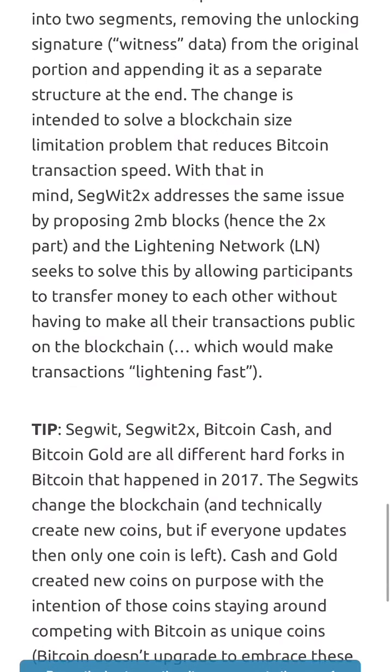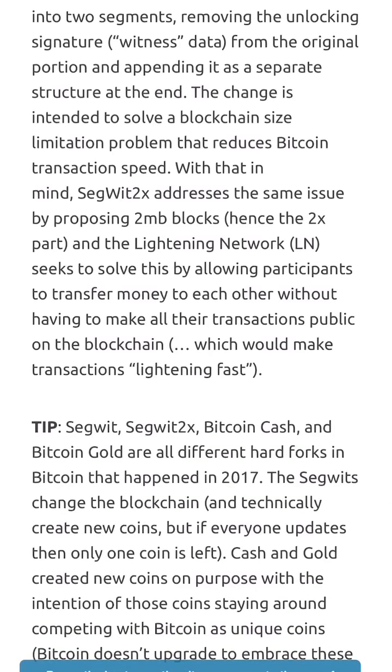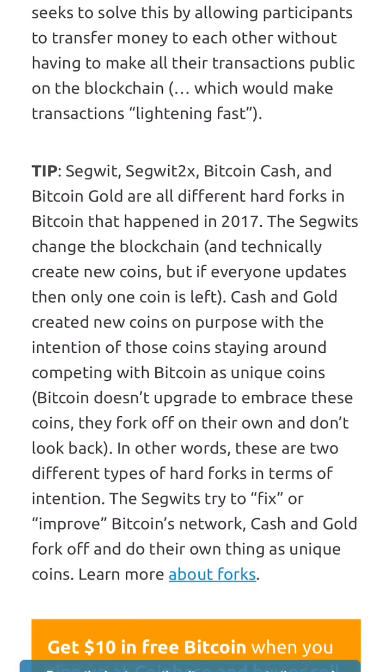But with that in mind, Segregated Witness 2x addresses the same issue by proposing 2 MB blocks, hence the 2x part. And the Lightning Network seeks to solve this by allowing participants to transfer money to each other without having to make all their transactions public on the blockchain, which would make transactions lightning fast.